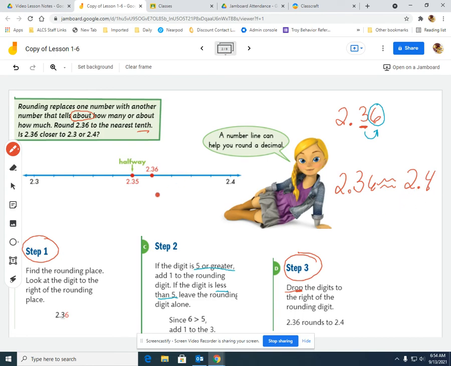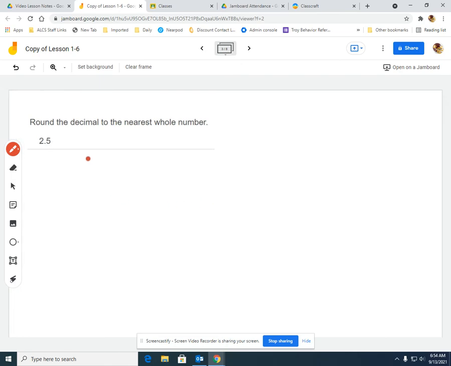Let's do a couple of examples. So I want to round the decimal 2 and 5 tenths to the nearest whole number. So I copy that down in my notebook. Now, anytime I see to the nearest whole number, that will equal the ones place.